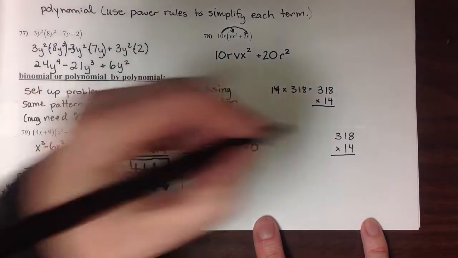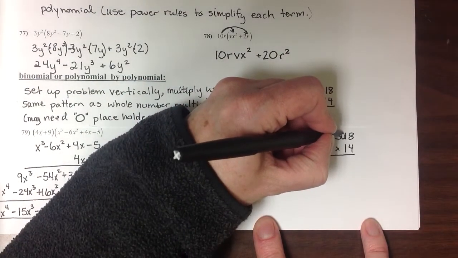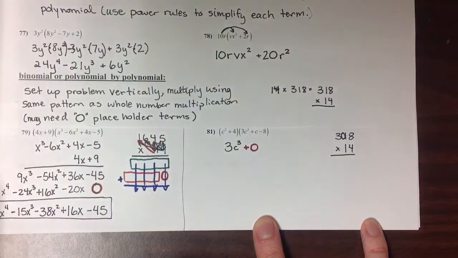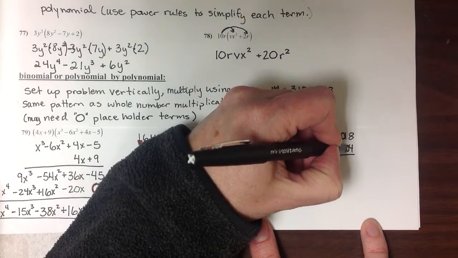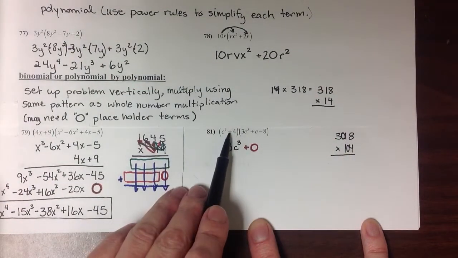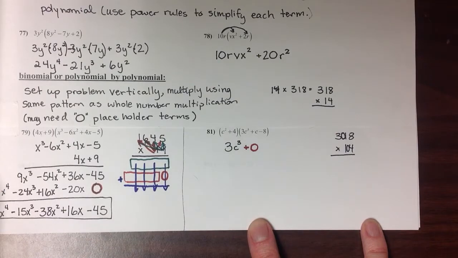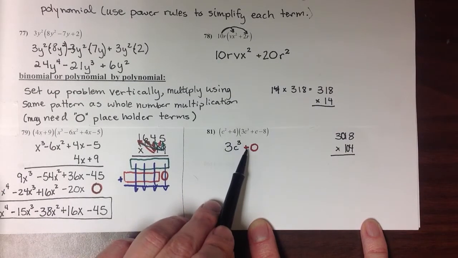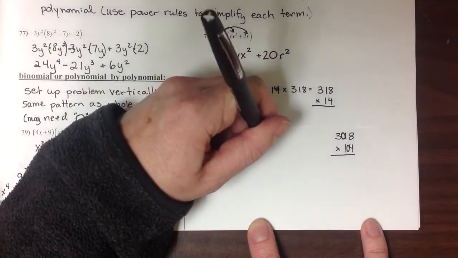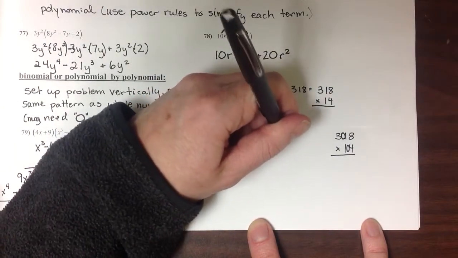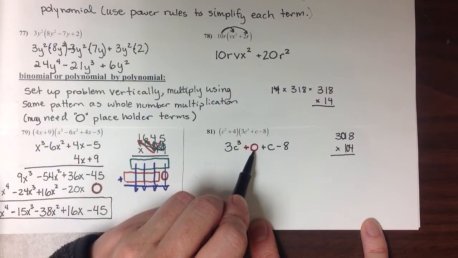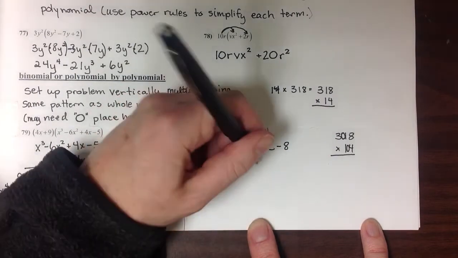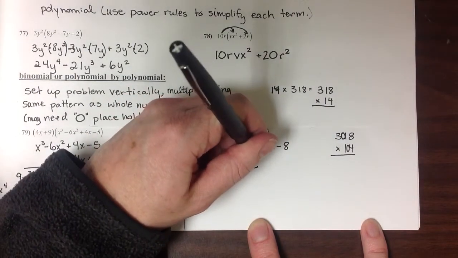So I really should have written this as 3, 1, 0, 8 and 1, 0, 4, because you can see the c term is missing in this polynomial. So 3c cubed plus 0 plus c minus 8 is going to get multiplied by, this is where our squared term would have been, so the c squared is going to go under that.